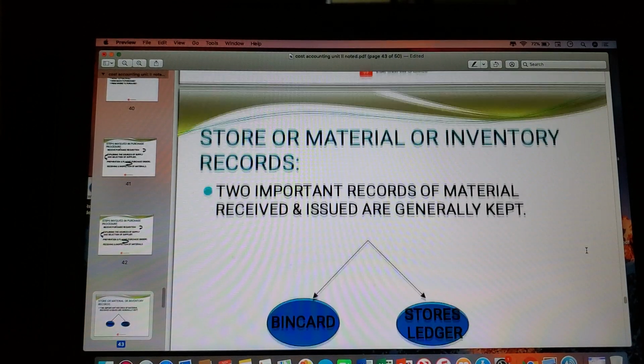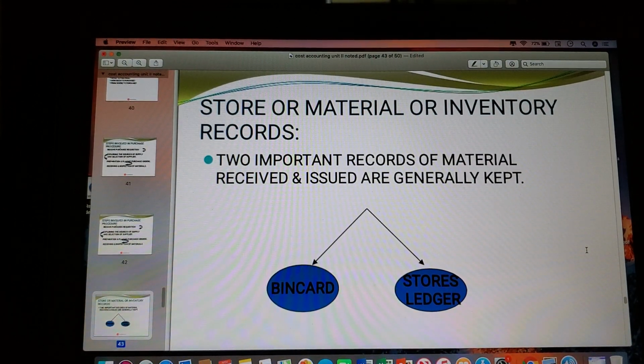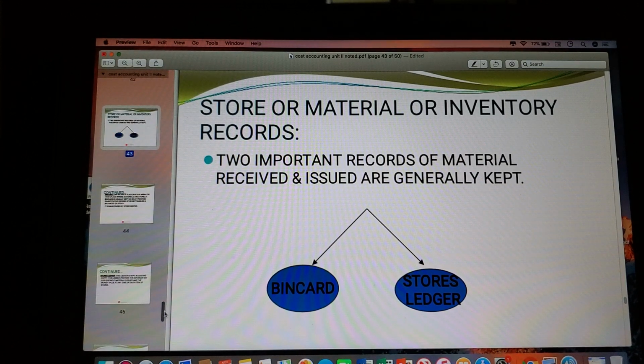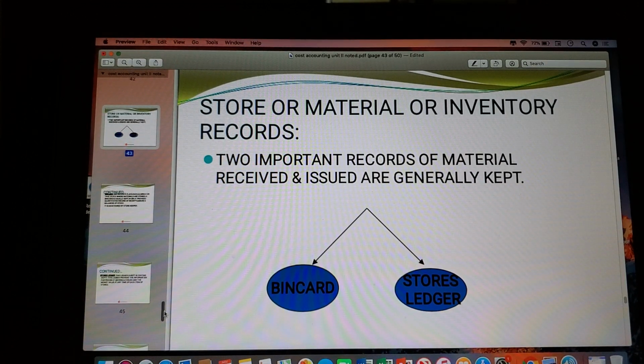Okay. Next we go to store of material or inventory records. This is the heading. 2 important records of material received and issued are generally kept: 1. Bin card. 2. Store's ledger.